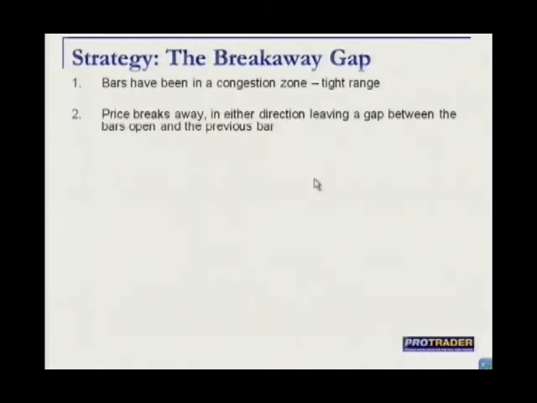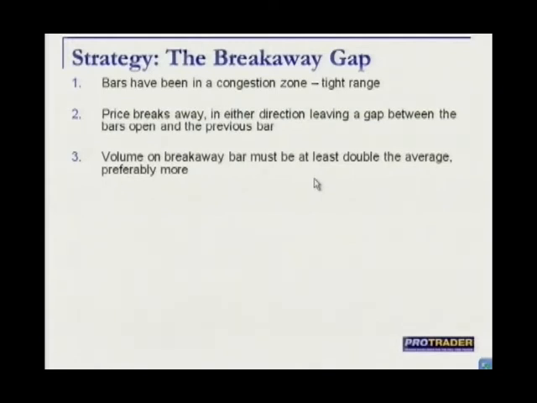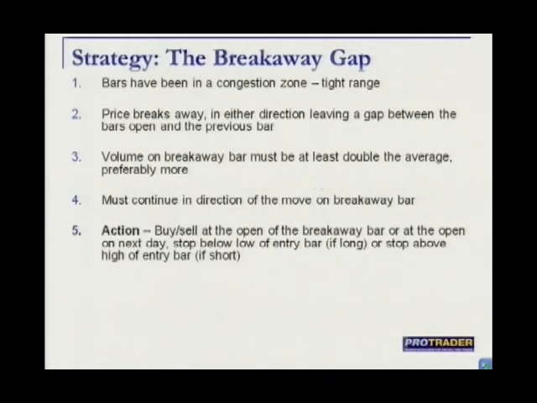The breakaway gap strategy is simply this. Bars have been in a congestion zone or a tight range. It'll break away, with a bit of volume on the break, often double what it normally is, clearly above that 25 period average line on the volume. It's going to continue the move of the breakaway bar, and we'd just jump in at the open of the breakaway. That's generally what we'd do.